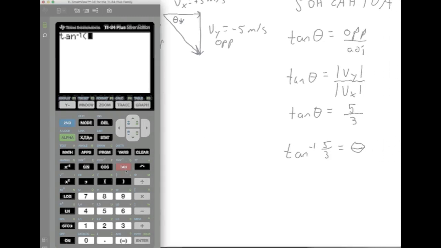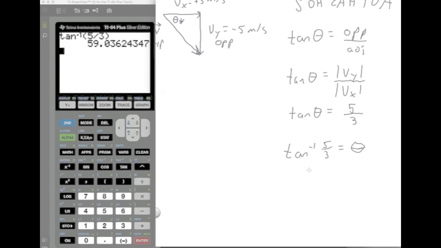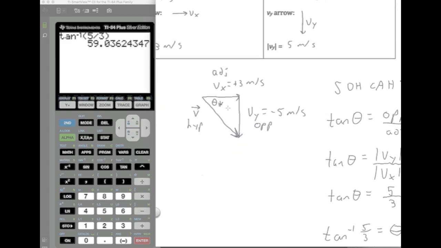we'll do inverse tangent 5/3. Now that's an angle, so it's going to be in degrees. Theta equals 59 degrees. We can build that into our picture.